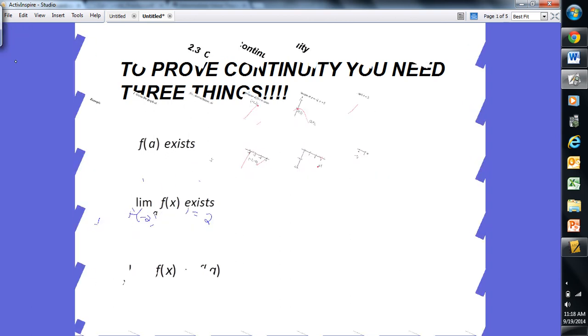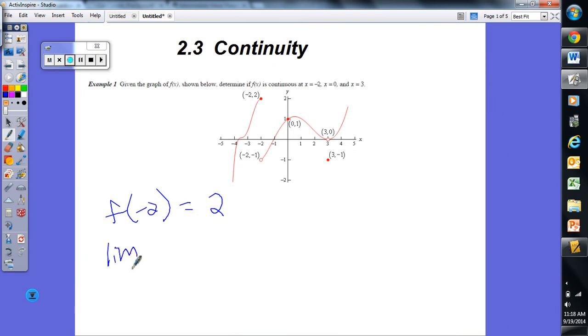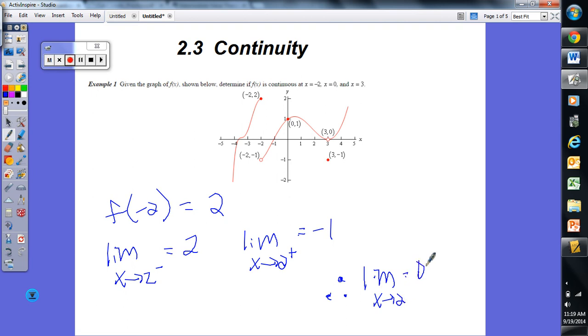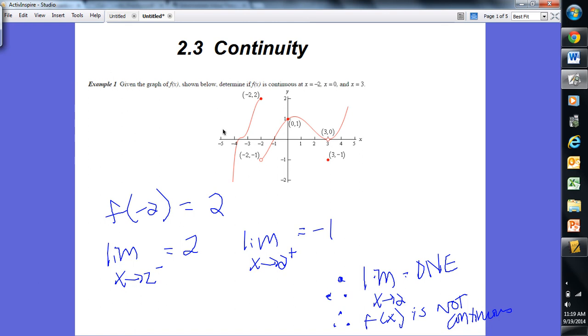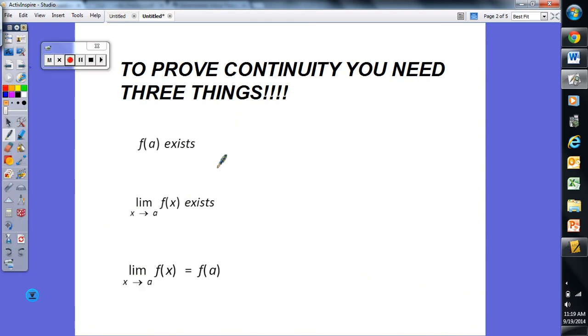Well, let's go back and look. You'd have to show that the limit as x approaches -2 from the left is 2. The limit as x approaches -2 from the right is -1. Therefore, the limit as x approaches -2 does not exist. Therefore, f of x is not continuous. As soon as you get to one of these 3 things being disproven, it is not a continuous function. Let's try the next one.